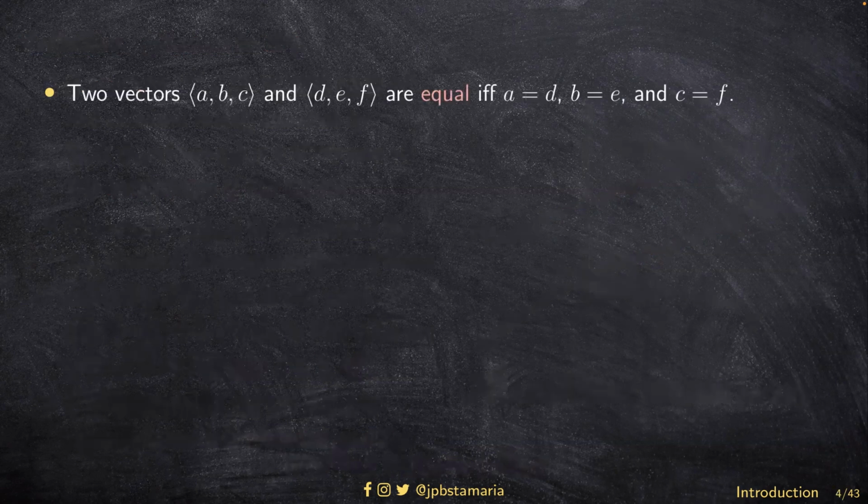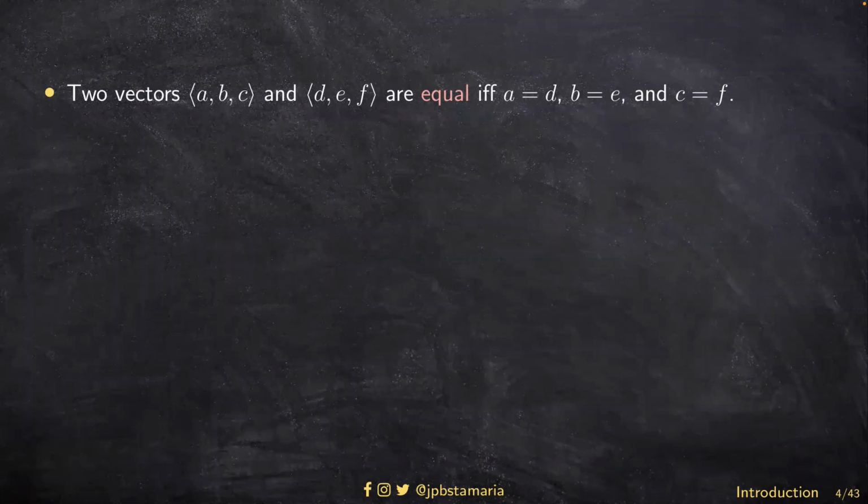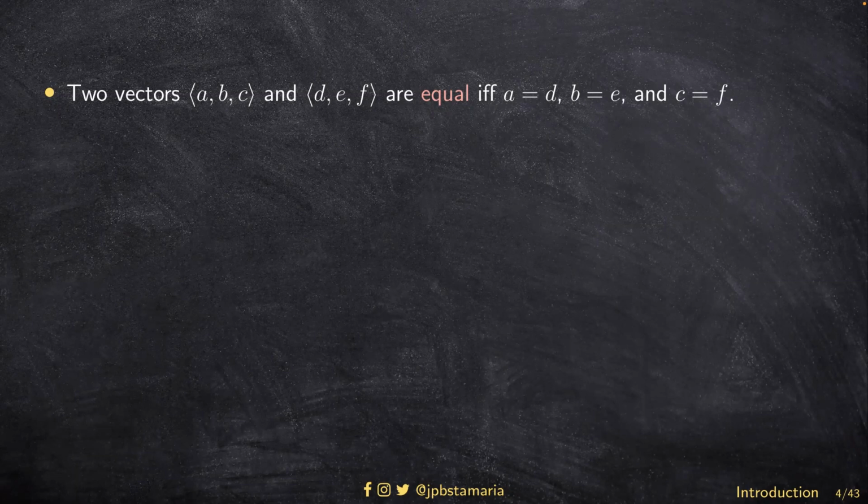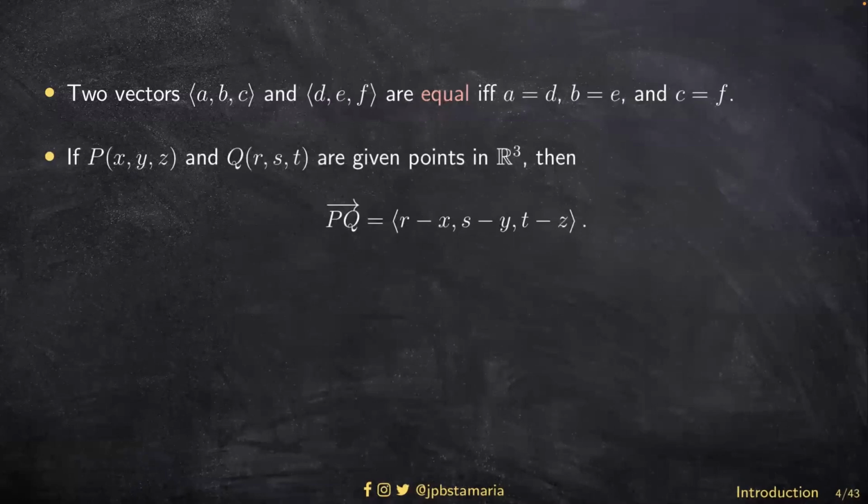Two instructions or two vectors A, B, C, and D, E, F are considered the same as long as the X components are equal, the Y components are equal, and the Z components are equal. In other words, equality is achieved component-wise. Okay?